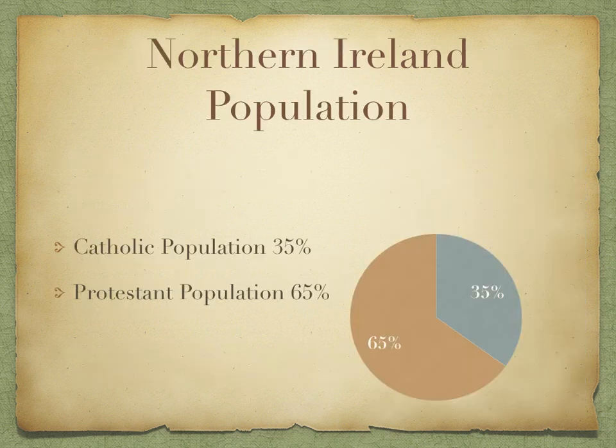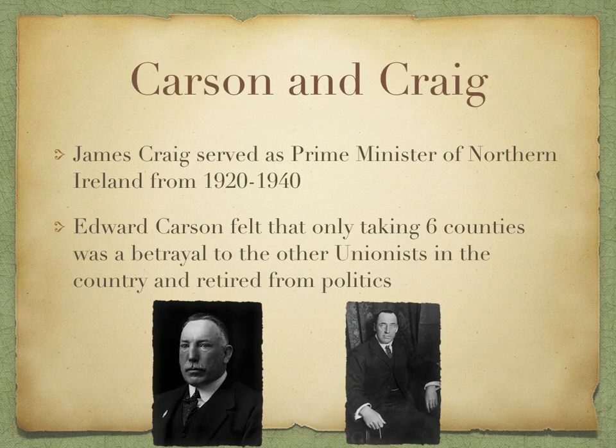The population division of Northern Ireland at the time was about 65% Protestant and 35% Catholic. The 2 main leaders of the Unionists, as we saw in the Home Rule crisis, were James Craig and Edward Carson. James Craig served as the Prime Minister of Northern Ireland from 1920 all the way up until 1940.